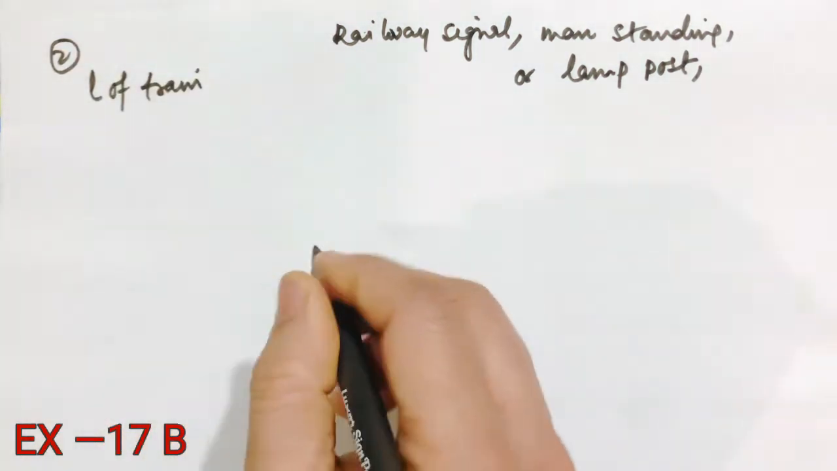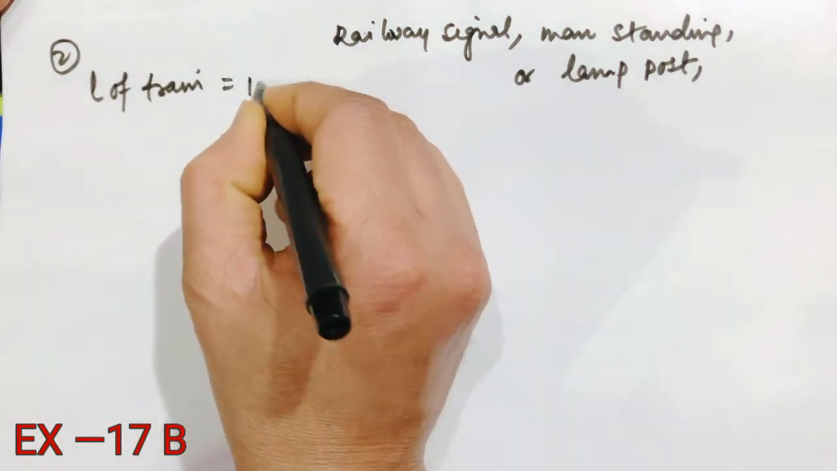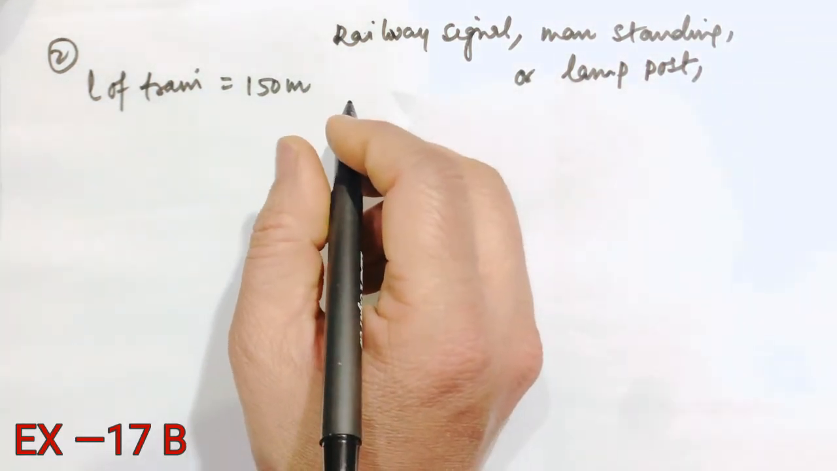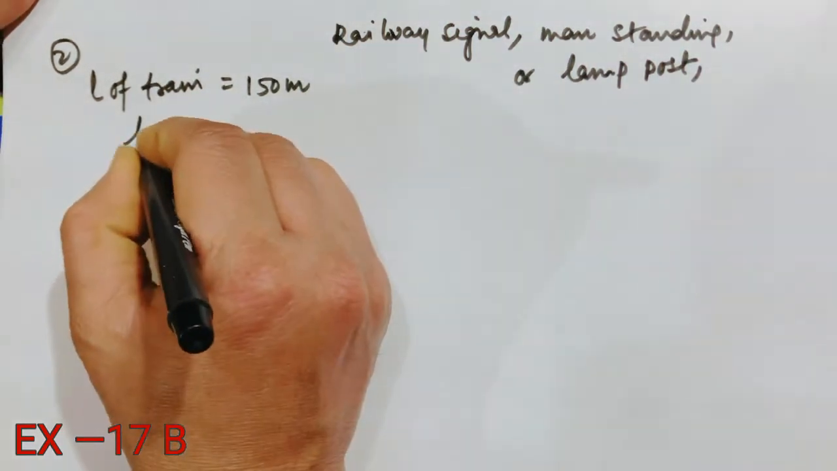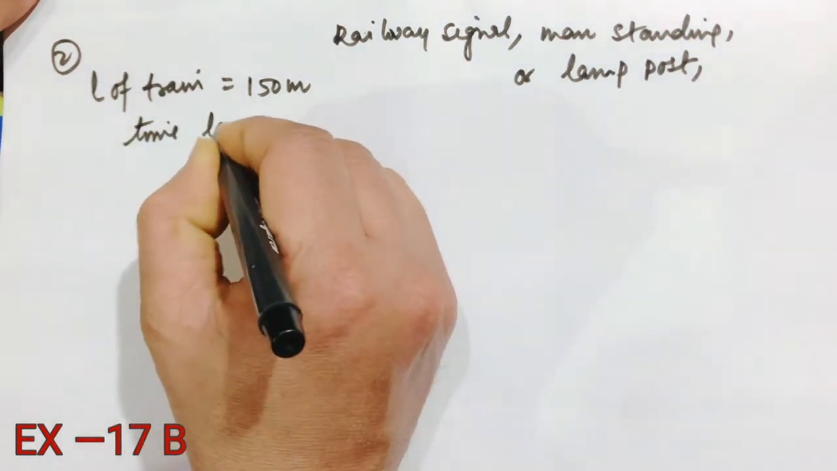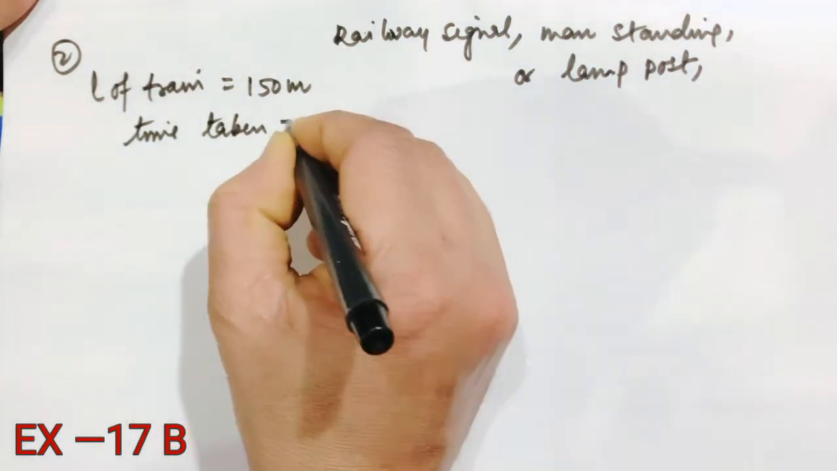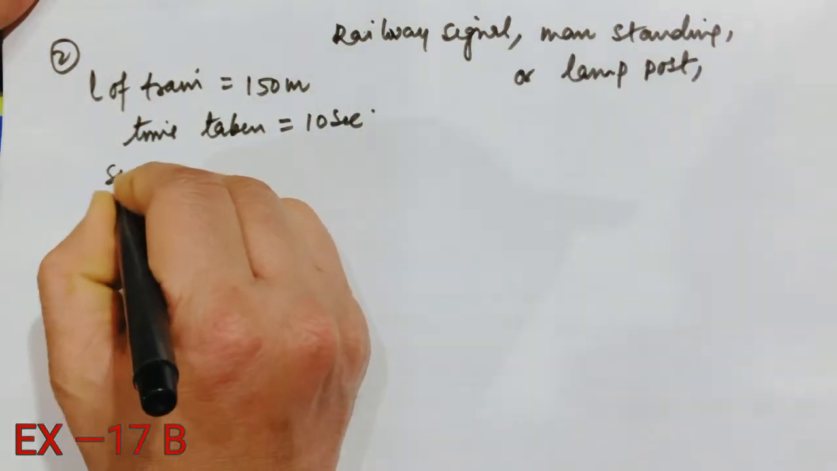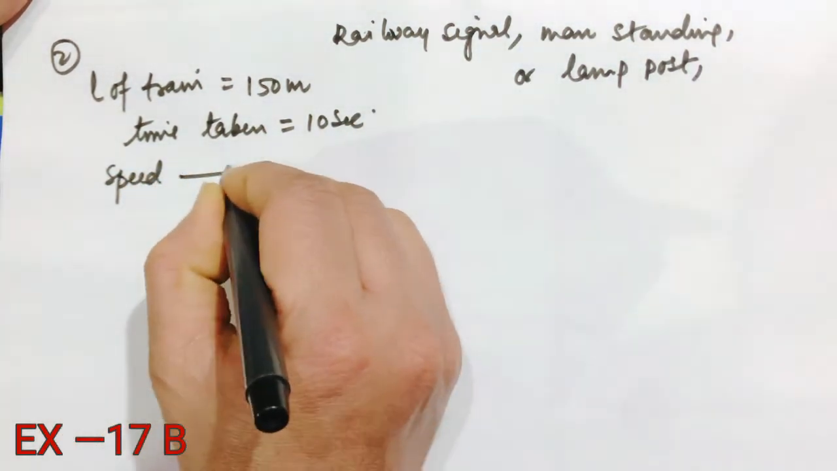So the train whose length is 150 meter, this is number 2. The length of the train is given as 150 meter, and it passes a telegraph pole in 10 seconds. So time taken is equal to 10 seconds. Find speed.